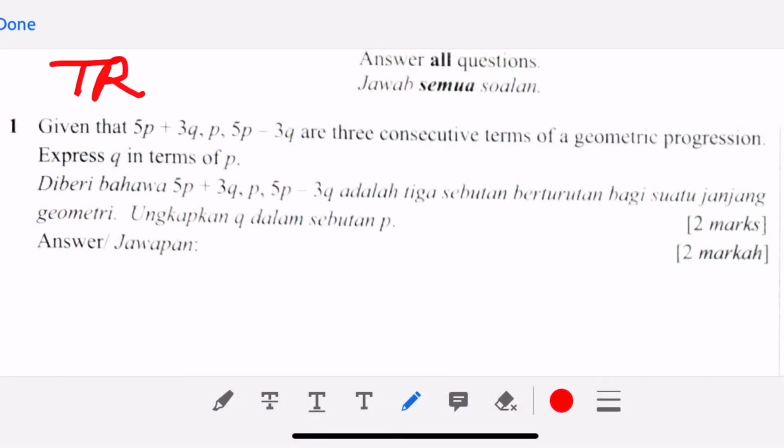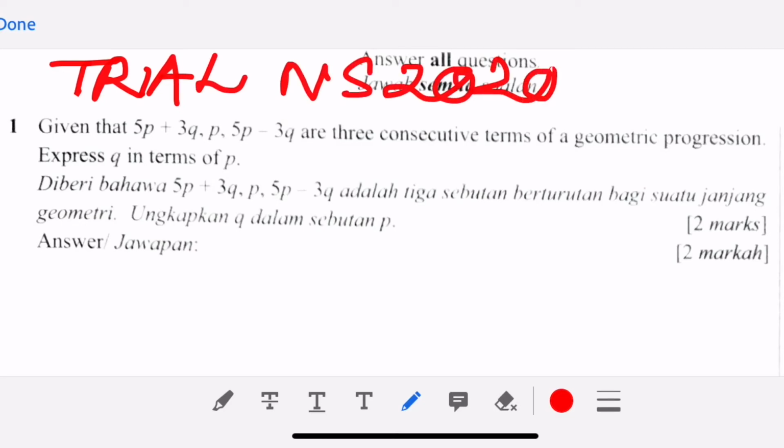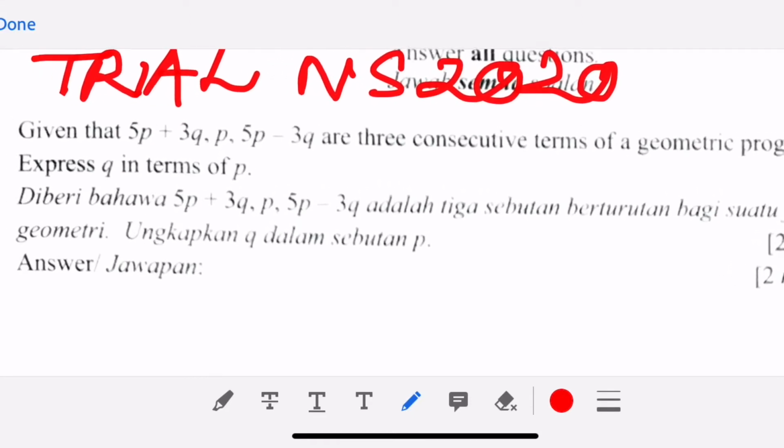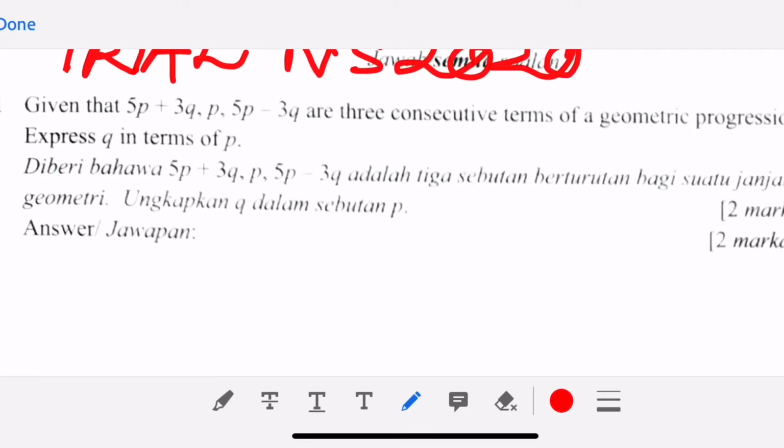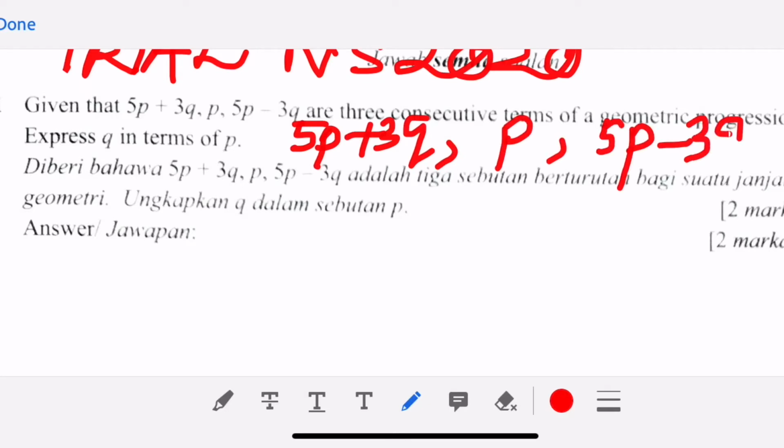Question number 1: given that 5p + 3q, p, 5p - 3q are 3 consecutive terms of a geometric progression, express q in terms of p. So first, you should know you have 3 terms: 5p + 3q, p, and 5p - 3q. The question says these are 3 consecutive terms, and we need to express q in terms of p.